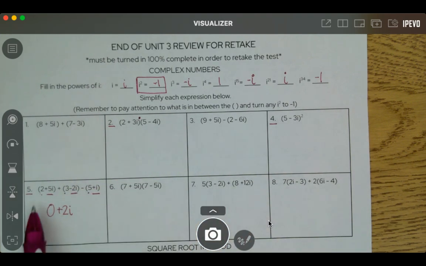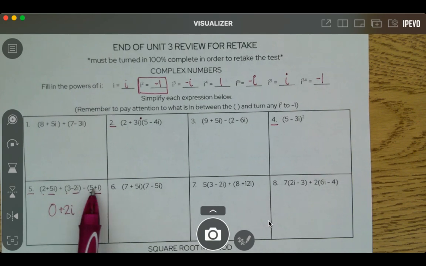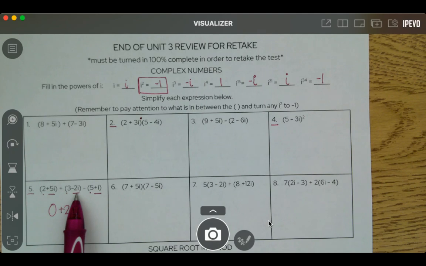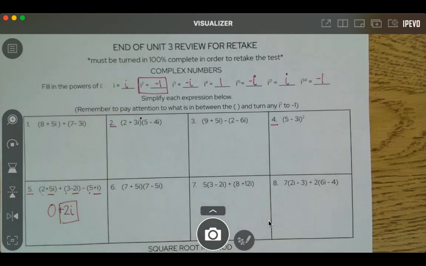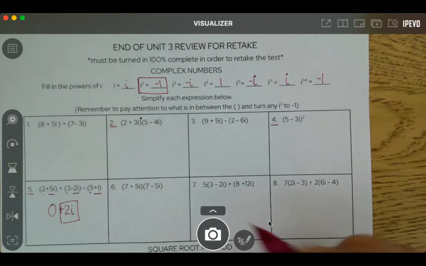So again, 2 plus 3 minus 5 is 0. 5 plus -2 is 3i. 3i minus i is 2i. We don't need the 0 there, so I'm just going to box the 2i as my answer.